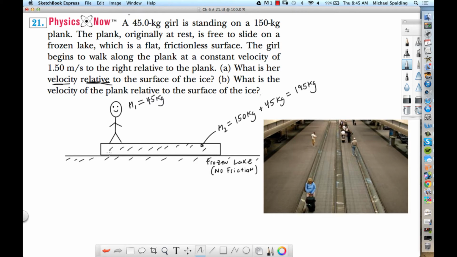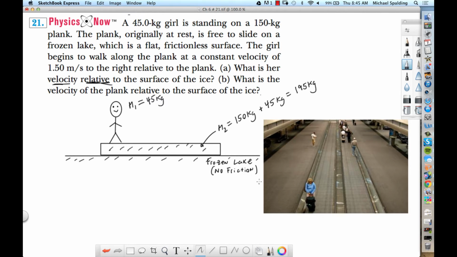You can wrap your brain around this. Stand-up paddle boards are now real popular. So imagine you're on a super smooth lake and you're standing on a stand-up paddle board. If you start to walk to the right, what's going to happen to the paddle board? It's going to go to the left, because it's on a nice smooth lake. You go to the right, the board goes to the left. Can you visualize that?